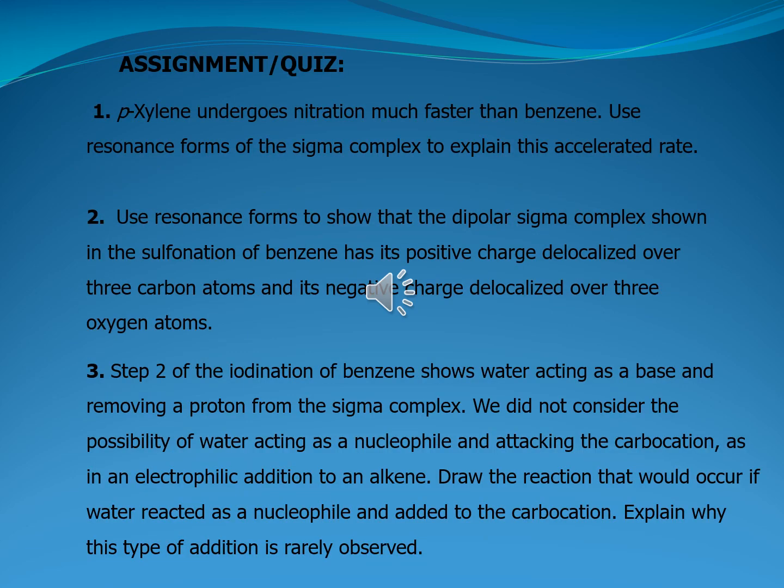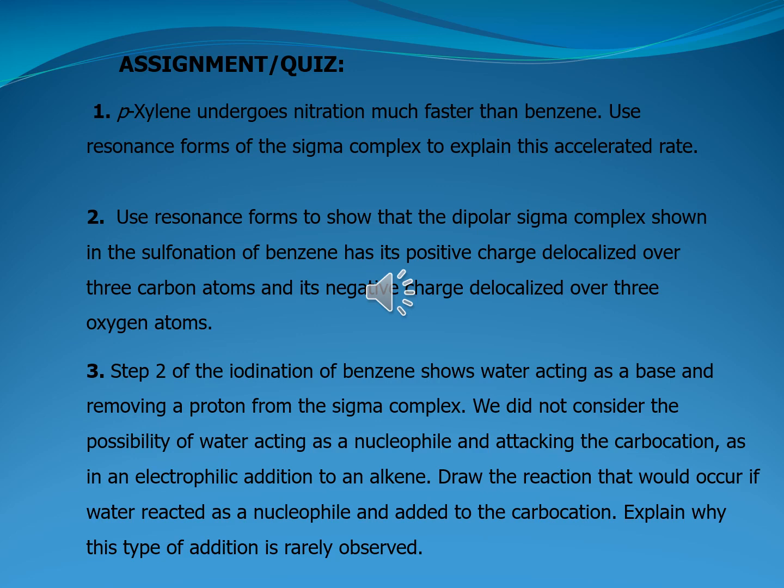Dear student, this is your assignment and quiz. The first assignment is that paraxylene undergoes nitration much faster than benzene. Use resonance forms of the sigma complex to explain this accelerated rate. The second assignment, use resonance forms to show that the dipolar sigma complex shown in the sulfonation of benzene has its positive charge delocalized over 3 carbon atoms and its negative charge delocalized over the 3 oxygen atoms.